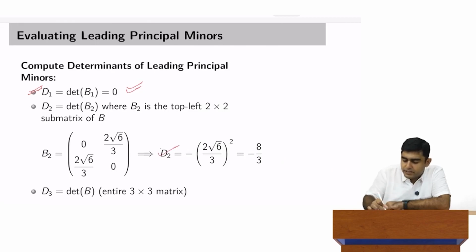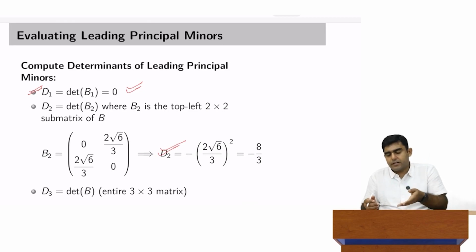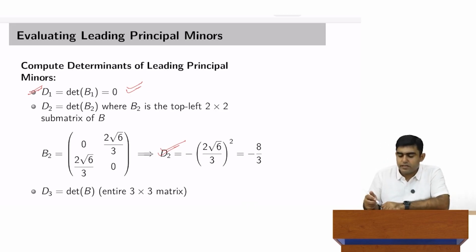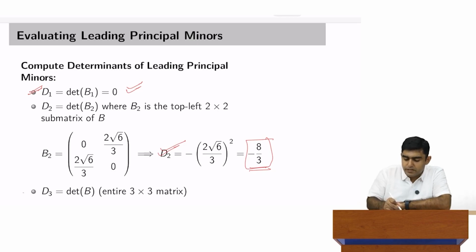calculate its determinant. You can use your computer, and it is a small matrix, 2 cross 2 matrix. It is much easier to calculate in this case, but feel free to use your computers to calculate the determinant. It comes out to be minus 8 by 3. So, determinant D3 comes out to be minus 8 by 3.